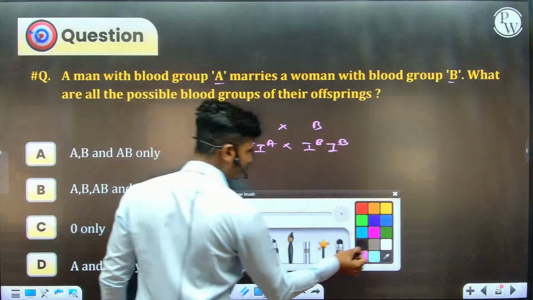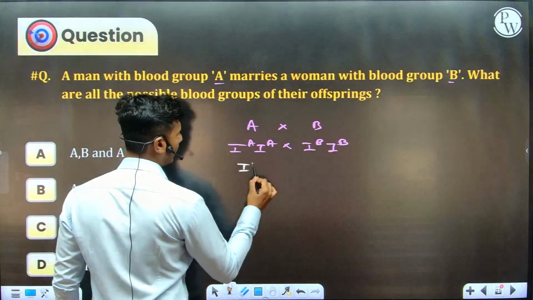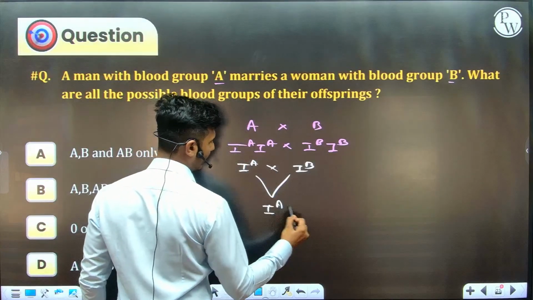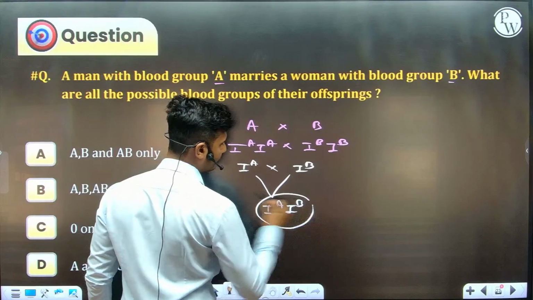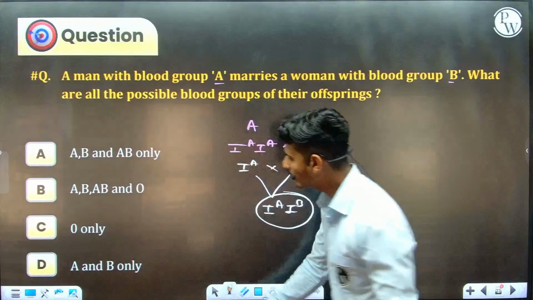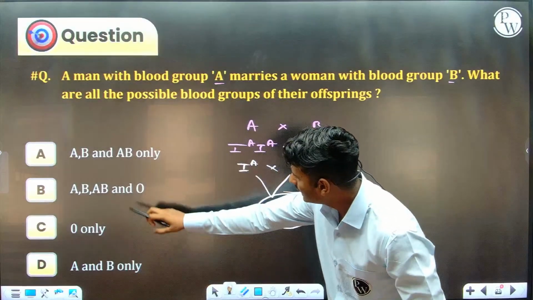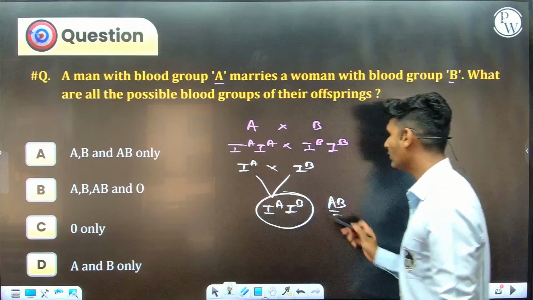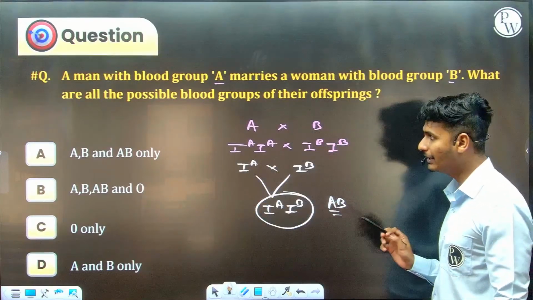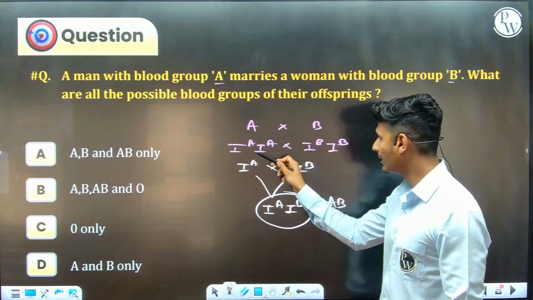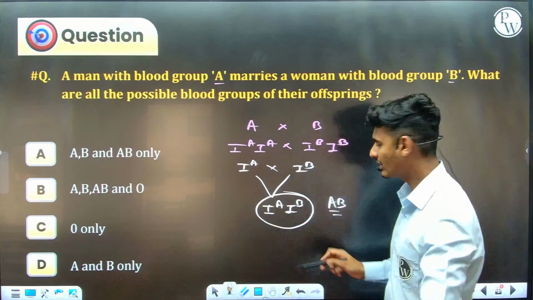First we are going with the homozygous nature. IA crossed with IB, crossing IA, IB, gives blood group AB. Is there any option with blood group AB? A and B only, O only, AB, O only, AB and AB only. So no option shows blood group AB. It means we have to go with the other blood groups, A and B, in heterozygous nature.